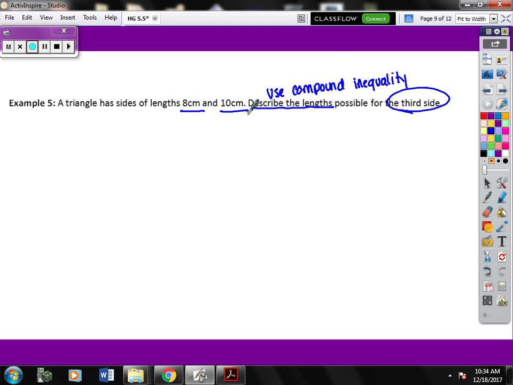So what I would suggest doing is define a variable. Let x equal the length of the third side. So our final answer is going to be some sort of compound inequality using x and numbers. We're basically going to do what we did in the top problem. We're going to test all three combinations. We now have 8, 10, and x. So we're going to do all three, adding two sides, making it greater than the third.